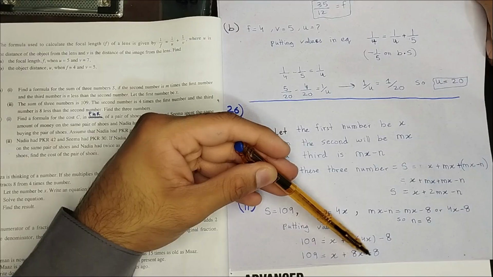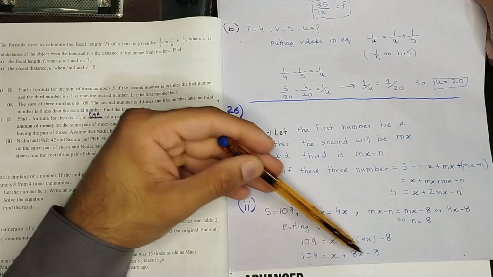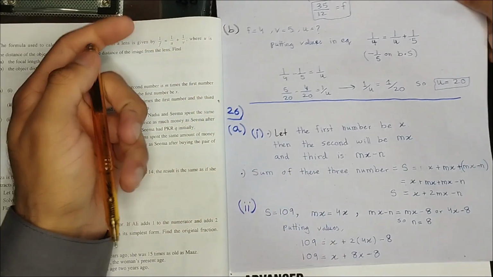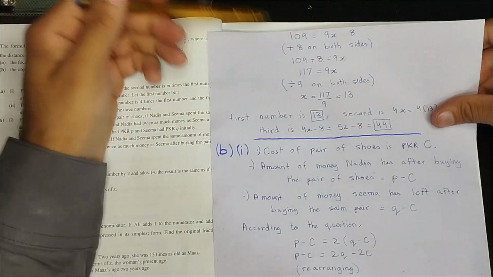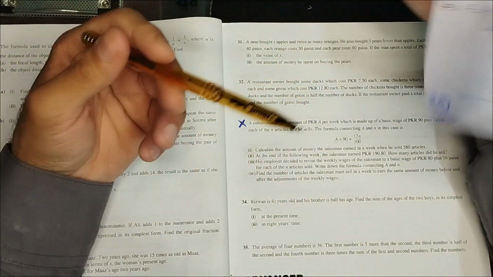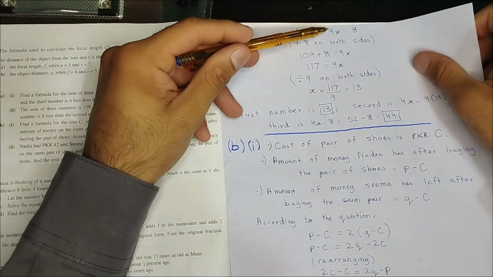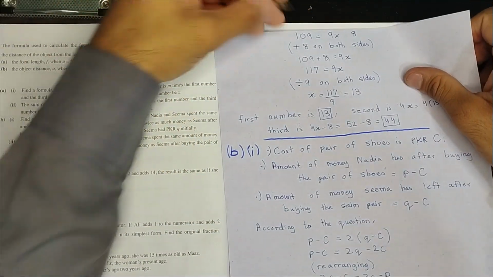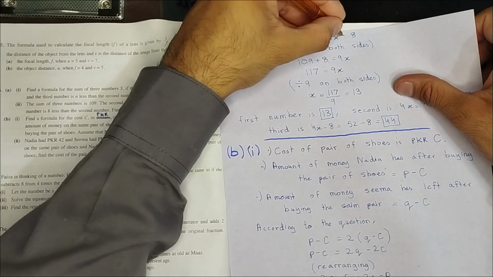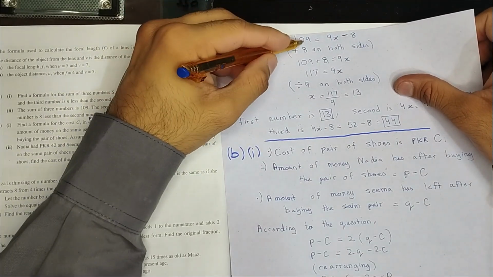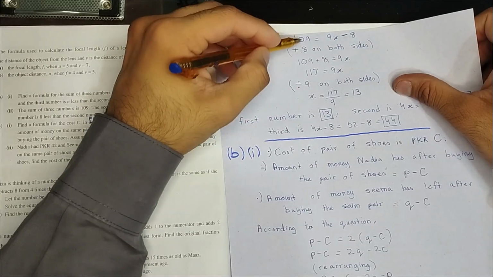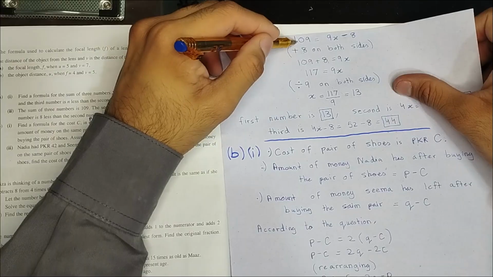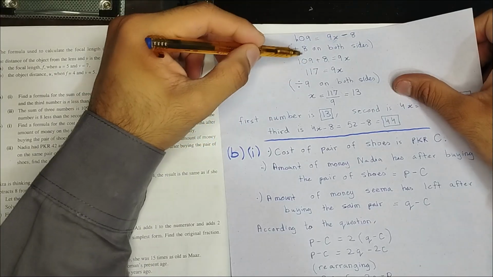x plus 8x minus 8. This can be further simplified. We're going to simplify it further. x plus 8x will give us 9x. So 9x minus 8, right? We're going to add 8 on both sides to make sure that the constants are on one side of the equation and the variable is on the other.